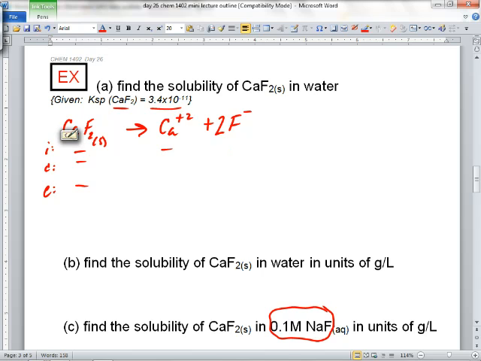Now, let me try to confuse you. Jessica says 0.1. I say, oh, no, it's 0.2 because look at that 2 right there. Which one's right? Yeah. The initial concentration of fluoride is not 0.2. The initial concentration of fluoride is 0.1. That's the number that would go there. Now, we're not there yet. I'm just saying that's what's coming.